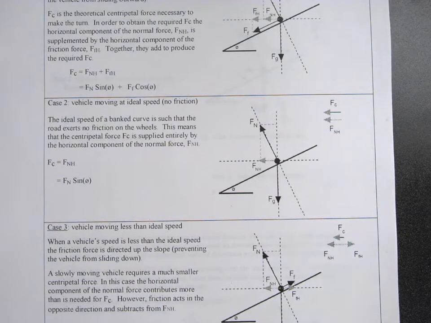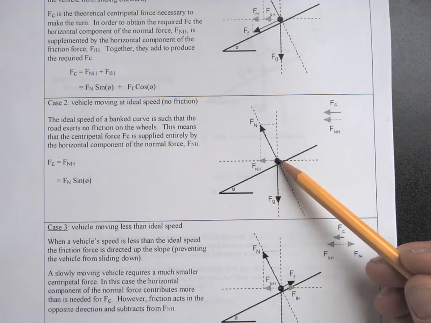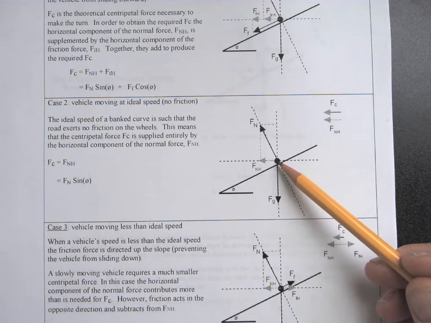Okay, so I'm going to start with an explanation of what here is called case 2. This is the simplest case. In this case, we're going to be moving at the ideal speed. I'll sometimes call it the perfect speed. In this case, there won't be any friction necessary. We will be traveling at exactly the speed that doesn't have any friction directed up the slope or any friction directed down the slope.